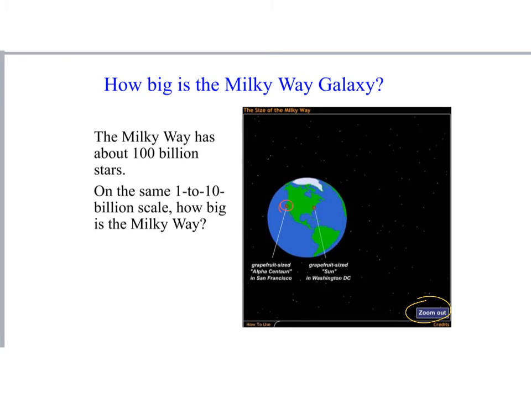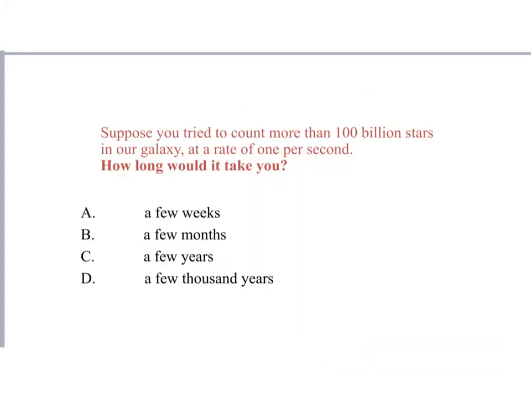Now, on this same 1 to 10 billion scale, what do you think? How big is the Milky Way? It's going to be huge. You're going to have to zoom out a few times, a few times, that is times 10, times 10, times 10. So a few orders of magnitude. This is what people mean by the order of magnitude. It's the factor of 10. Larger and larger and larger.